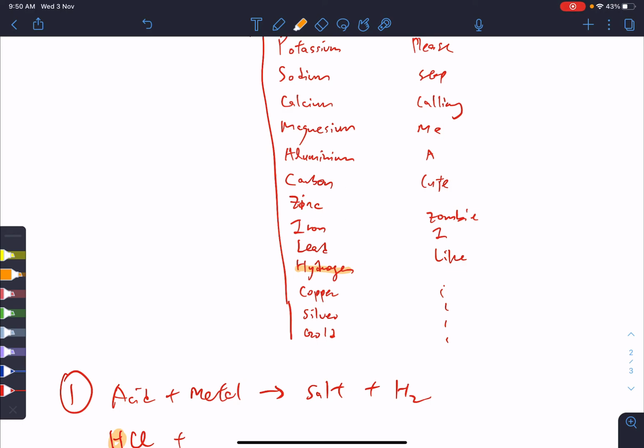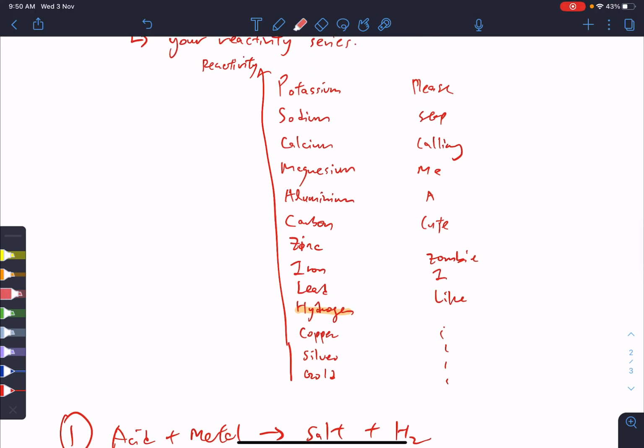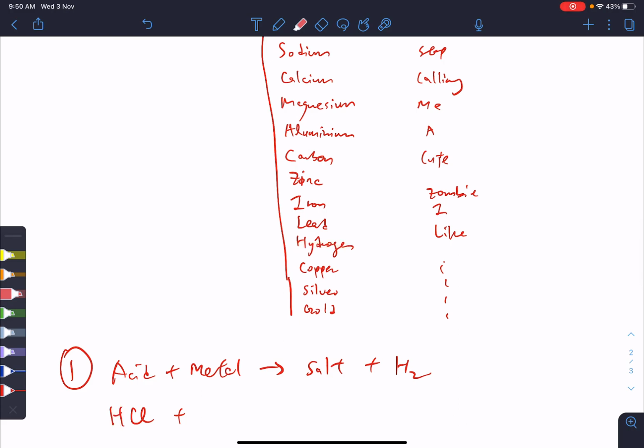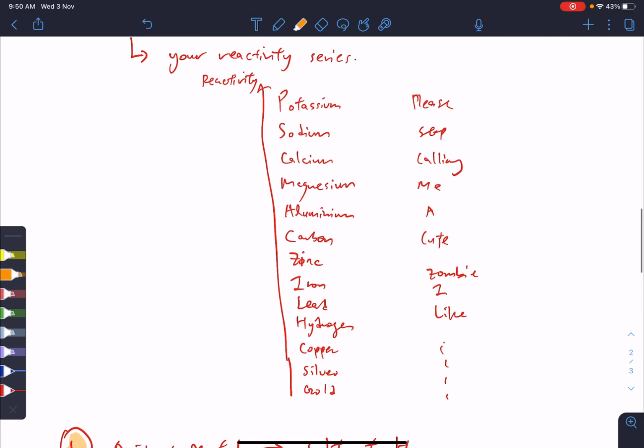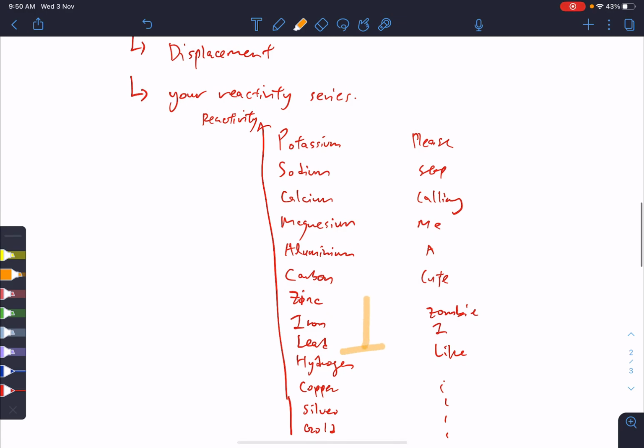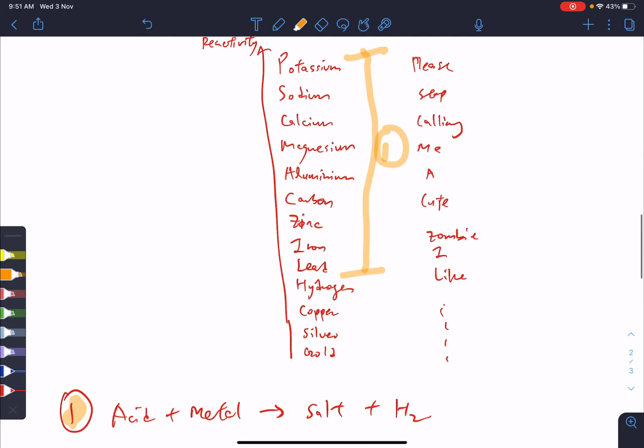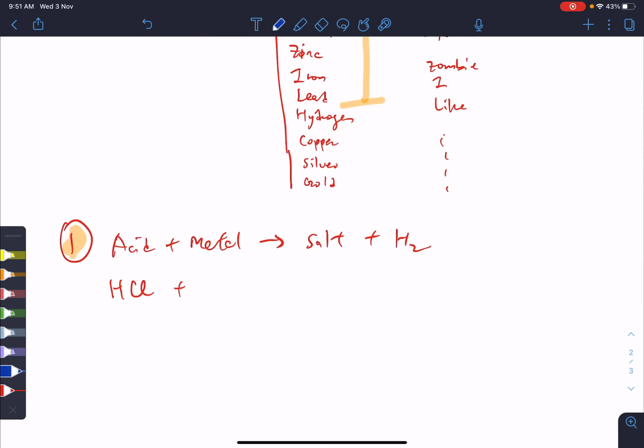So if I were to highlight, for this reaction, only metals that are above hydrogen can react with acid. So for example, zinc, oops, wrong color. So zinc is the more reactive. Zinc kicks out the H. So now you have ZnCl2 plus H2, then we balance it. So this is the first, which is the basic reaction.